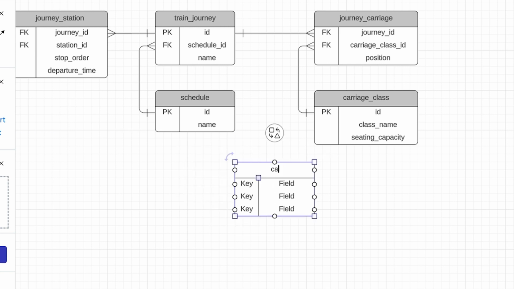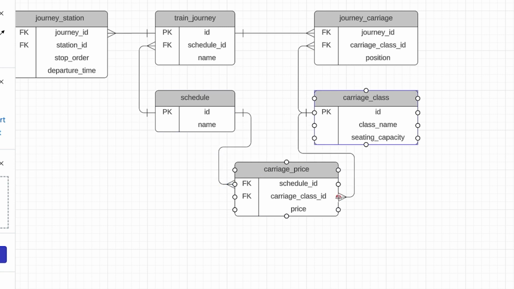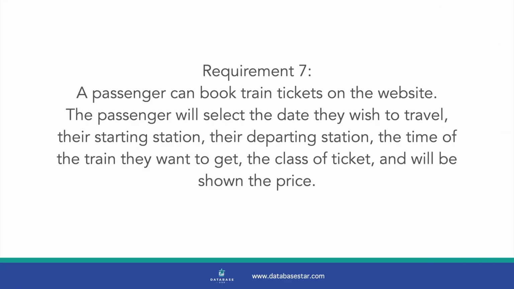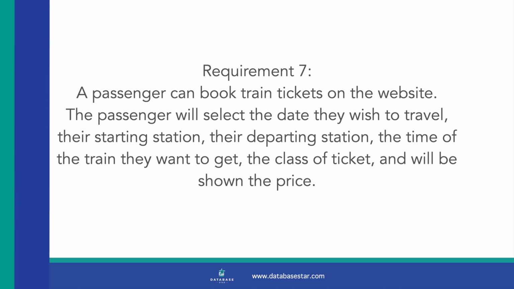So we create a new table here. I'll call it carriage price. I'll add the foreign keys for the schedule and the carriage class, and then add a price column. Requirement 6 is now met. Requirement 7 is about passengers and how they book train tickets. They specify a few things such as date, stations, the class, and they are shown the price and then create a booking. Let's see our diagram.